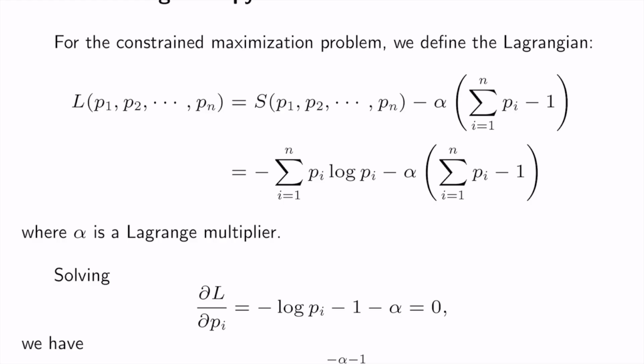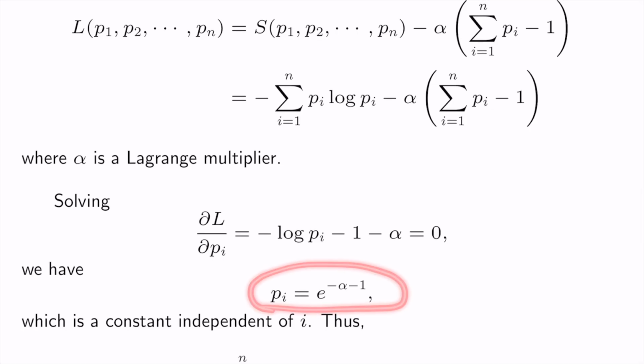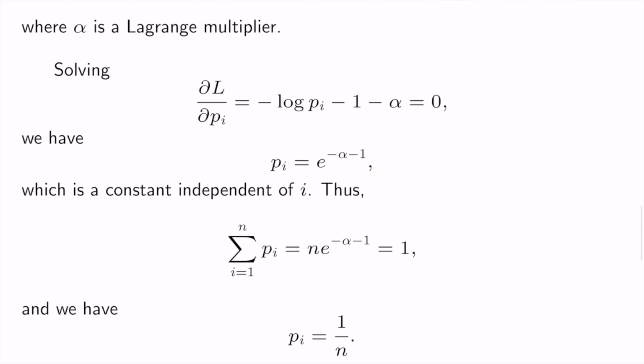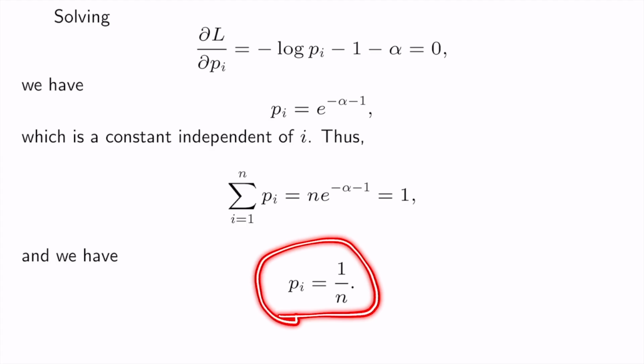At the maximum point, this should be equal to 0. So solving this equation for p_i, we obtain this expression. Now look, this term does not contain the index i. So that means for all i, this is constant. So from the normalization condition, if we sum p_i's over all i's, then we have n times this factor equal to 1. Therefore, this constant should be 1 over n. Therefore, we have this uniform distribution.